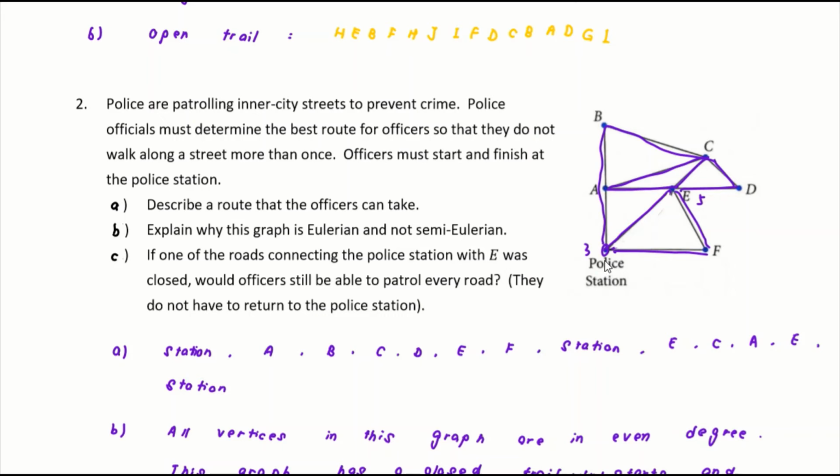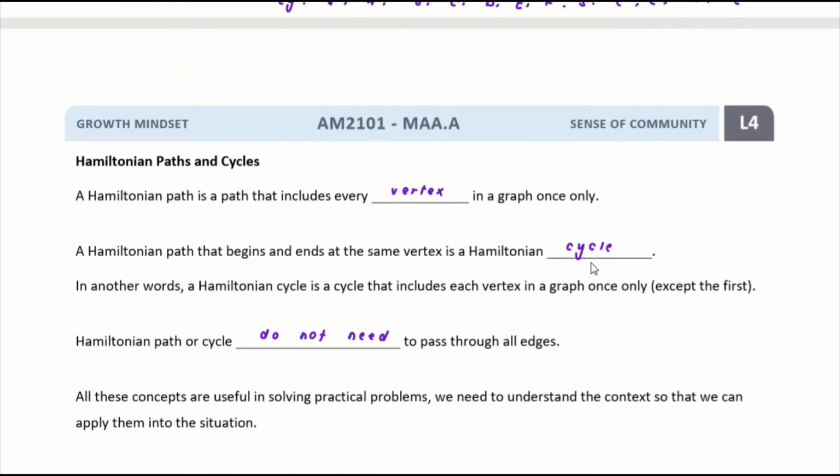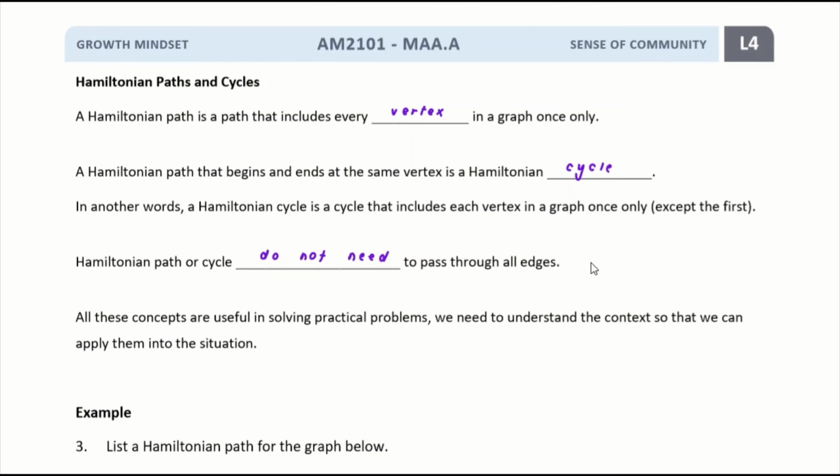Because you want to make sure that your delivery reaches every one of these vertices, but you don't need to pass through all the edges. But in terms of this police case, you will need to pass through all the edges, which means you are doing patrolling. So that's why it's important for you to understand what the question wants. Only then can you decide whether you need to pass through all the edges or all the vertices. From there, you determine whether you need Hamiltonian or Eulerian.